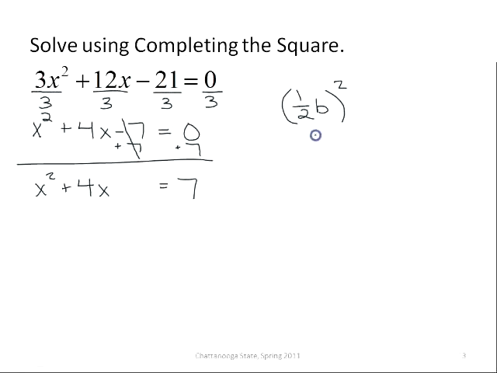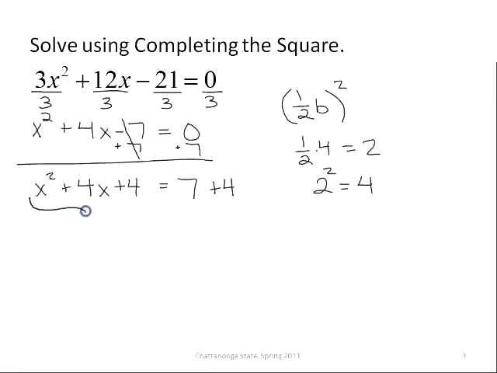Well, my b in this problem is 4. So I want half of 4, which is 2. And then I want to square that, so 2 squared is 4. So what I want to do now is I want to add 4 to both sides of my equation.